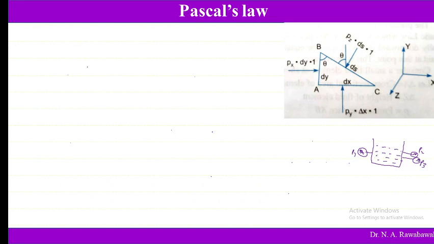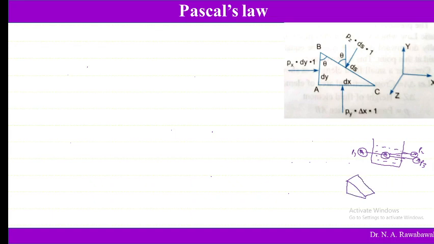So if you select a point and measure pressure at this point using various pressure gauges, the pressure at this point in all directions x, y, z is going to be the same. Now let us consider a small element of a fluid which is stationary. A small element A, B, C is considered, a wedge shape element of a liquid.